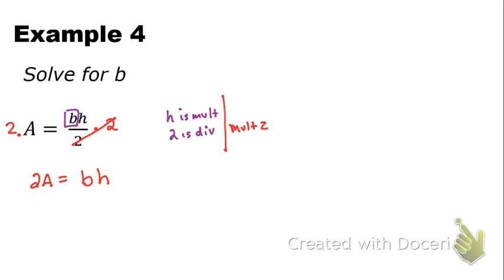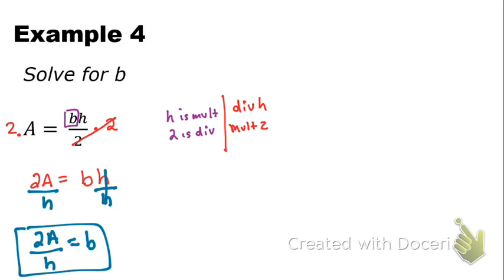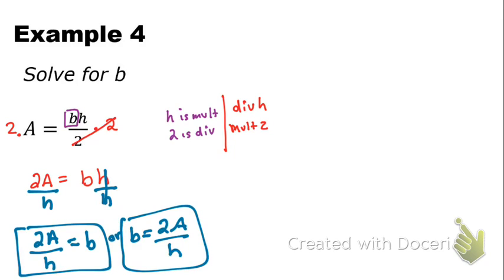Okay? All right, so now again, we said h is multiplying. So the inverse of that is to divide by h. So let's divide both sides by h. We're going to divide this by h and this by h. And then these h's will cancel. So now we're left with base equals 2a over h. And this would be your answer. Or you could write it b equals 2a over h. All right, I know it's probably a little bit confusing, but we'll practice some more in class.